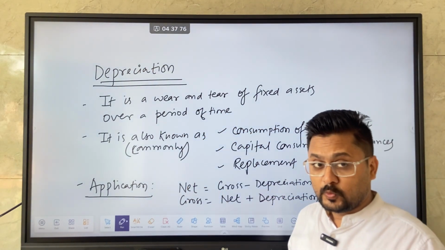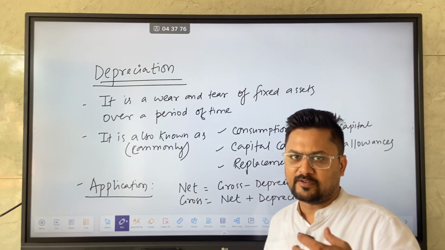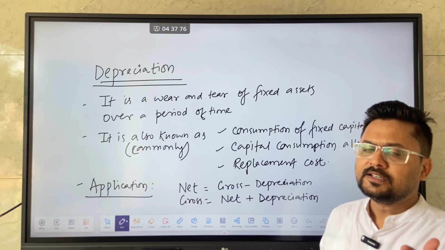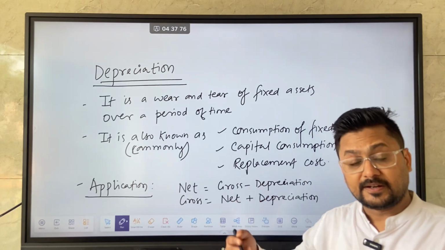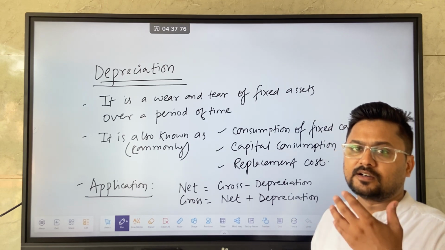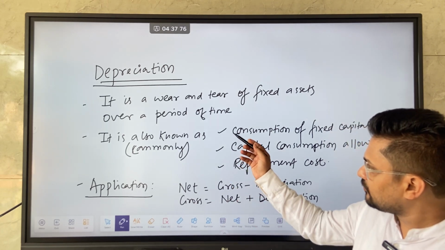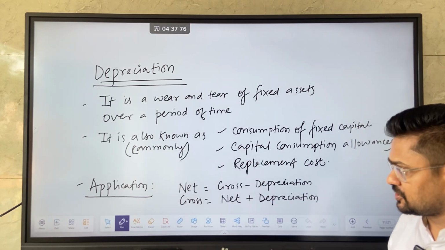Now very interestingly, in numericals, whenever it is asked in question papers or exams, it has got alternative names. It is known as replacement cost, consumption of fixed capital, consumption allowances. So you have to keep in mind that these are the different names of depreciation.